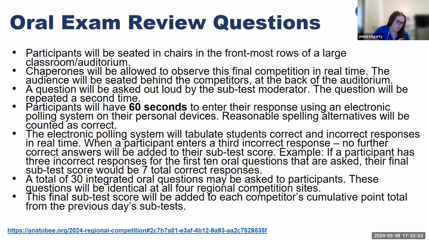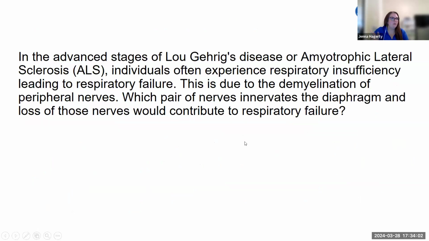Okay, let me pull up my clock and my timer, and not 1 hour, but 60 seconds. For the first question, I will read it out loud twice, and then I will start my timer. In the advanced stages of Lou Gehrig's disease, or amyotrophic lateral sclerosis, ALS, individuals often experience respiratory insufficiency leading to respiratory failure. This is due to the demyelination of peripheral nerves. Which pair of nerves innervates the diaphragm, and loss of those nerves would contribute to respiratory failure?